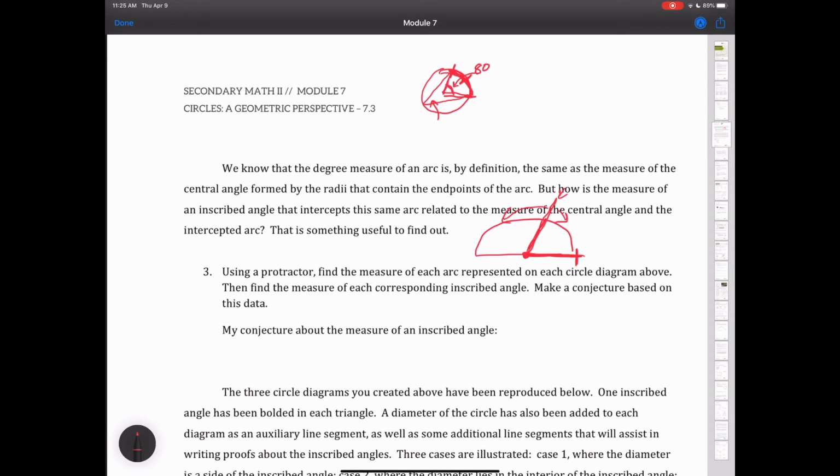Hopefully what you discovered in that process is that the inscribed angle has a measure exactly half of the arc and the central angle. So if this up here is 80 degrees, then this inscribed angle should be 40 degrees. That can be your conjecture for number 3.